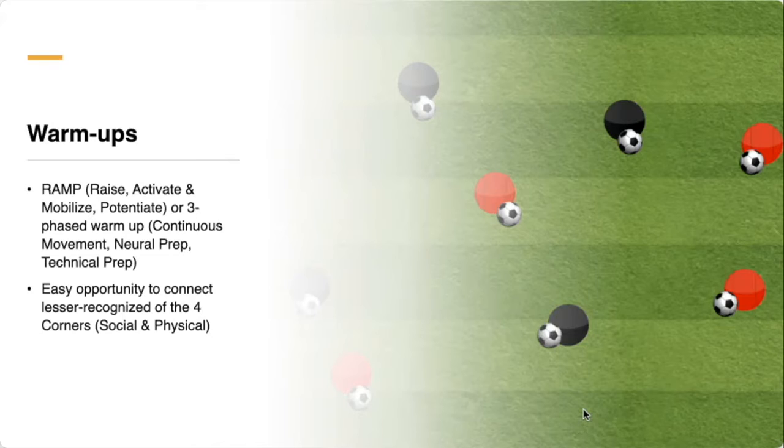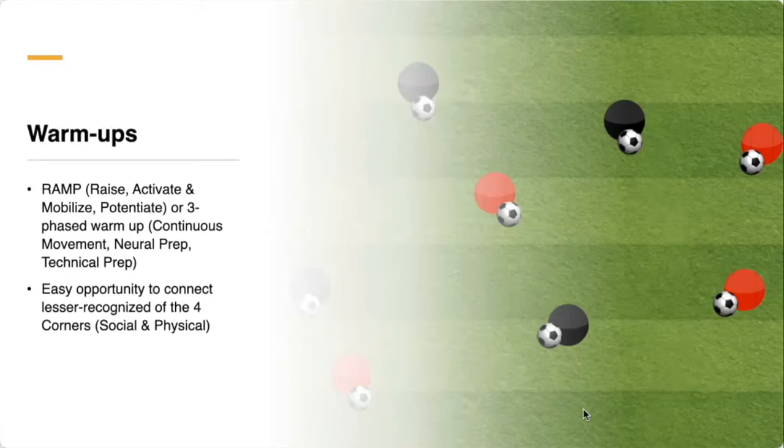In terms of the warm-up, there are really great resources that I've attached to this. I'll talk a little bit more soccer focused, and Eunice is really physical preparation, and it's excellent stuff that you should be familiar with. I'm probably not as familiar as I should be, which is why I'll speak to the soccer warm-up side of it. But the 2 ideas, ramp, raise, activate, mobilize, potentiate, is synonymous with the soccer approach of the 3-phased warm-up, where they call it continuous movement, neural preparation and technical preparation.